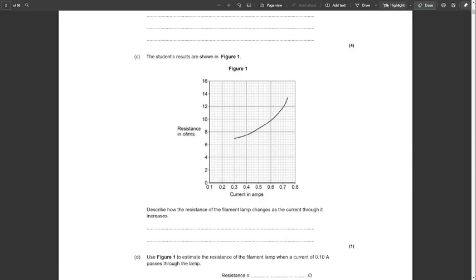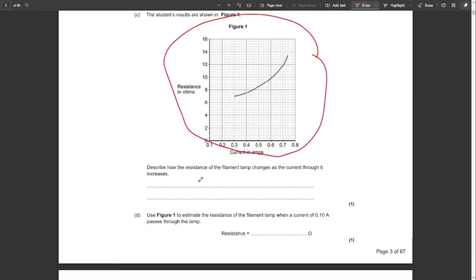Students' results are shown in figure 1. Lovely, we've got a graph. Describe how the resistance changes as the current for it increases. This is only worth 1 mark, so you need to write 1 short sentence. Don't overcomplicate it, it's only a 1 mark question, so you are not going to need to write loads and loads of information. You need to just describe one thing, how the resistance of the filament lamp changes as the current for it increases. So in this case it would just be it increases.